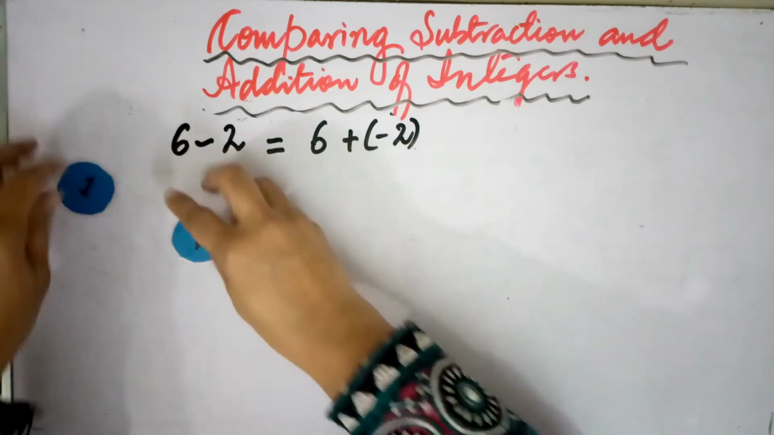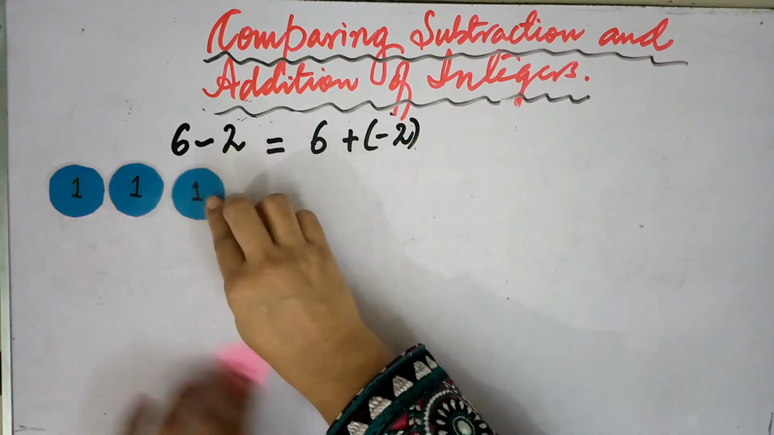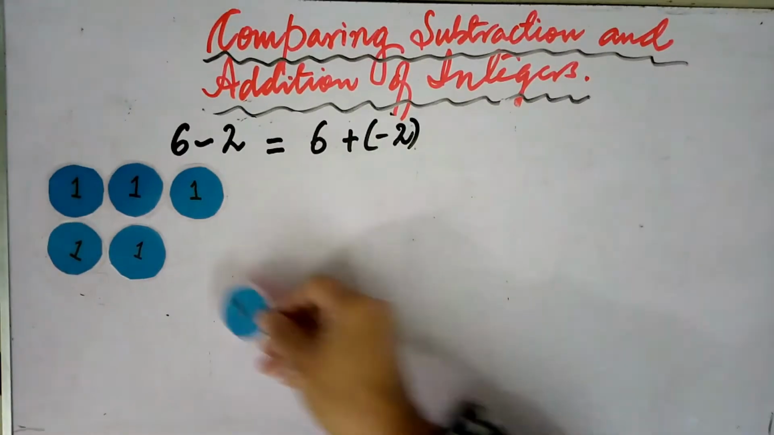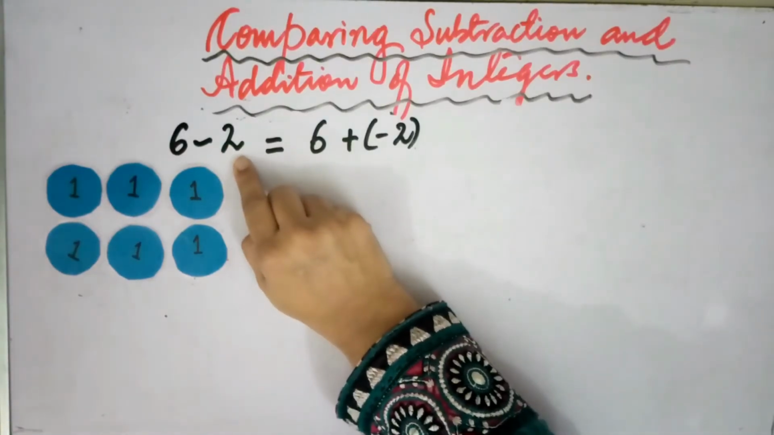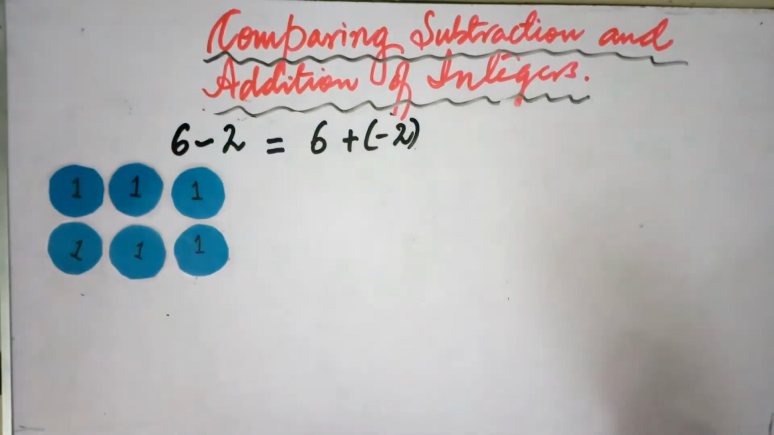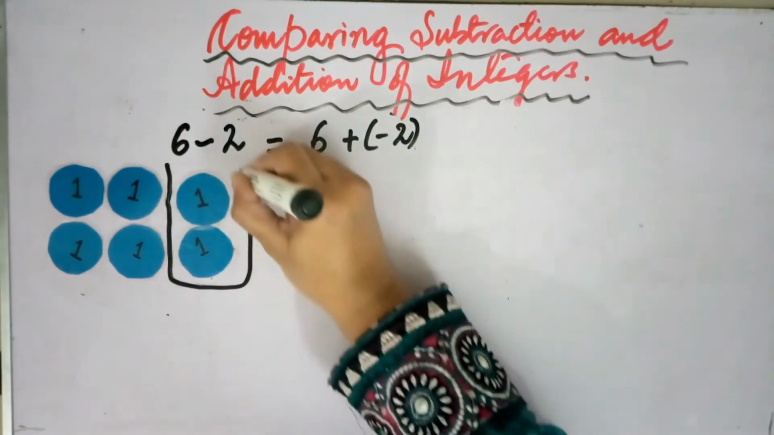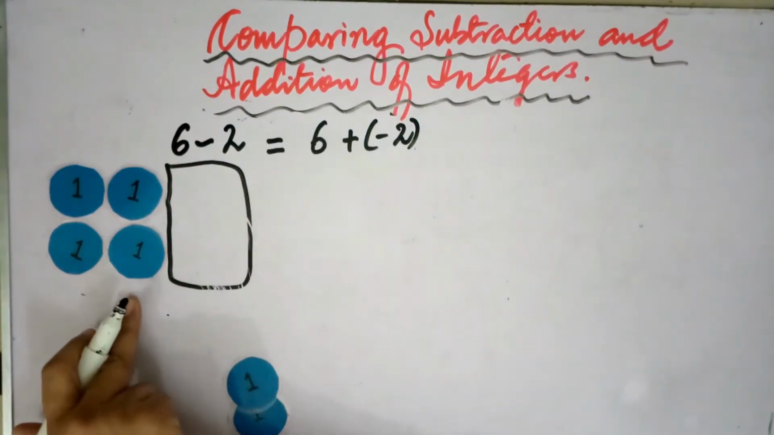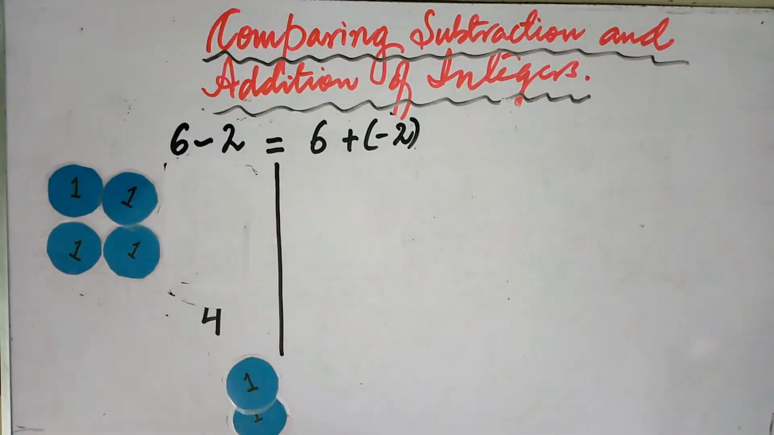6 positive discs. So I will put here 6 positive discs, and we are going to subtract. We will take away positive 2 from positive 6. So what will we do here? We will subtract this positive 2 like this. If I take out this positive 2, what would be our answer? That would be positive 4. And I will draw a line here.